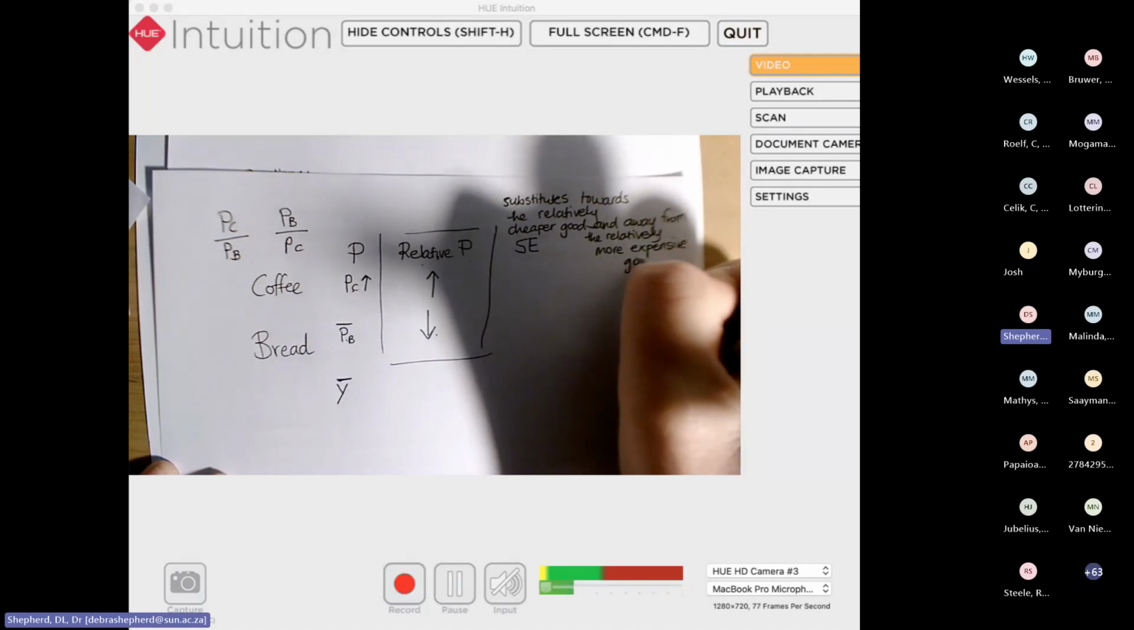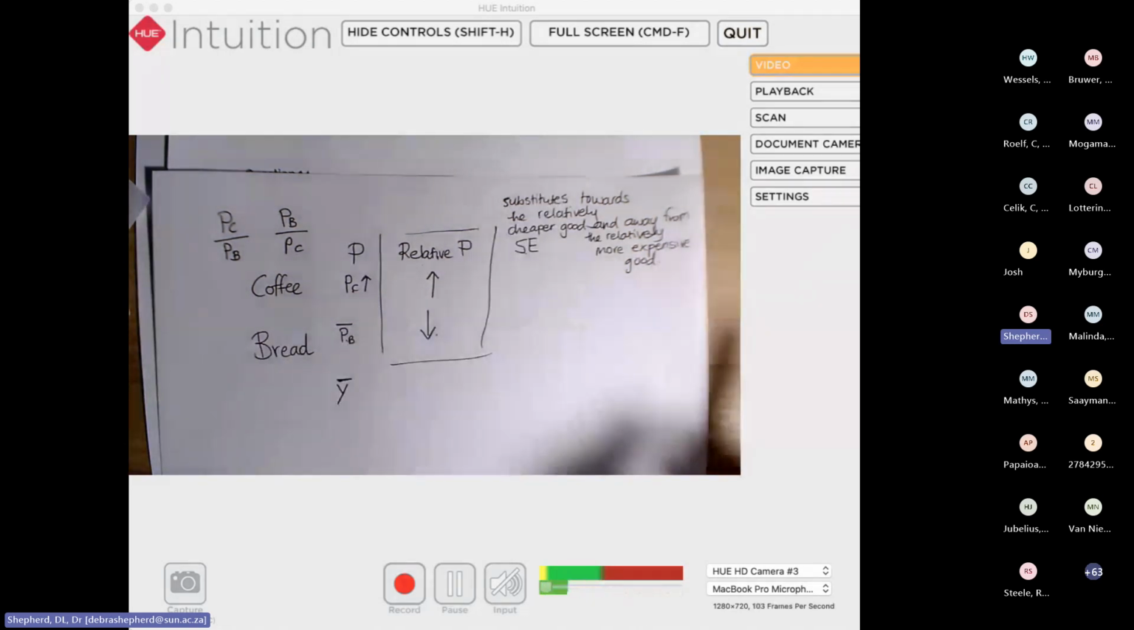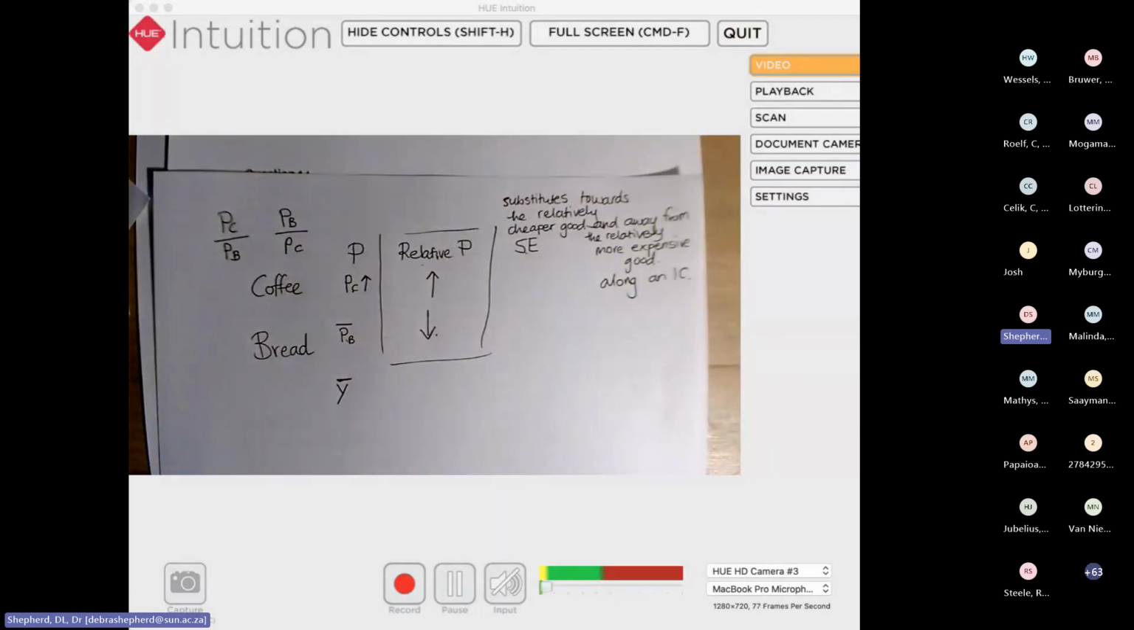So that's what the substitution effect is identifying. The substitution effect means you change the way that you substitute these two products by choosing more of the relatively cheaper thing and less of the relatively more expensive thing. And the reason why you are making this change is in order to keep your utility the same. So the substitution effect is along an indifference curve.